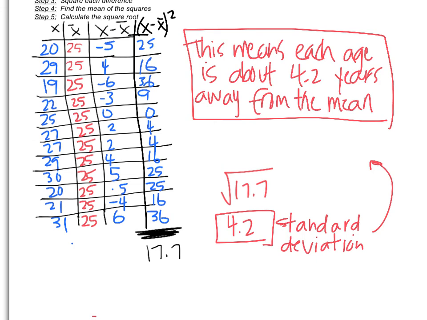If you would like to try one on your own, I will tell you that the standard deviation for show B is around 7.5. So if you want to test it out, see if you can try it on your own, it's optional, but you should get around 7.5 as your standard deviation for show B.